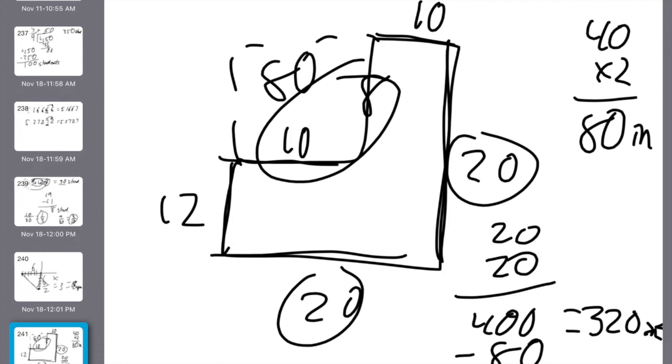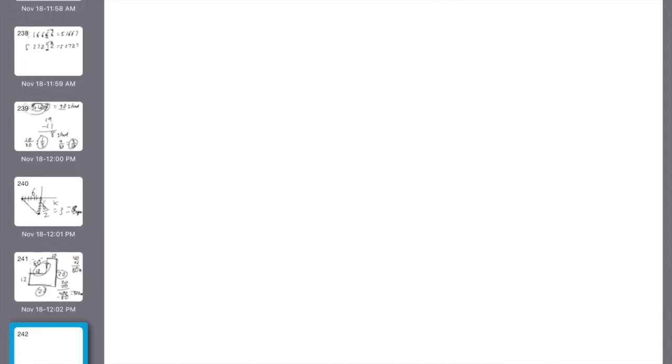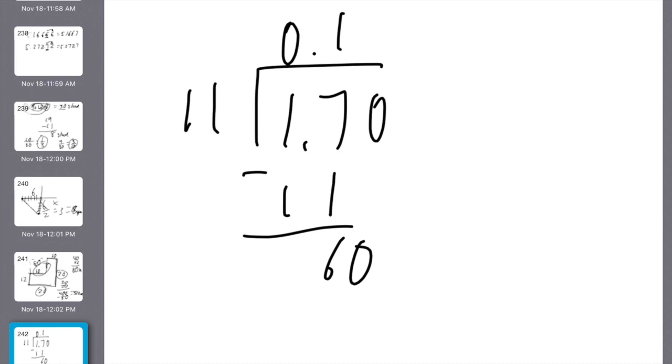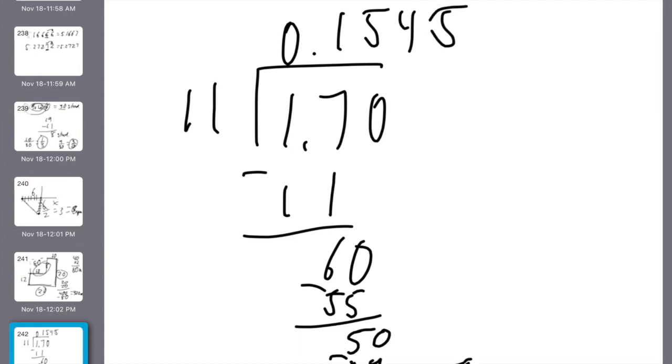Number 9, divide by 11 and write your quotient with what they ask us to do. So I have 1.7 divided by 11. Decimal straight up. 11 goes into 1 0 times. 11 goes into 17 once. That's an 11. I subtract, I get a 6. Add a 0, add a 0. Okay, goes in there 5 times, that's 55, subtract, gives me a 5, add a 0, goes in there 4 times, that's 44, gives me a 6, add a 0, goes in there 5 times, that's 55, gives me a 5, goes in there 4.